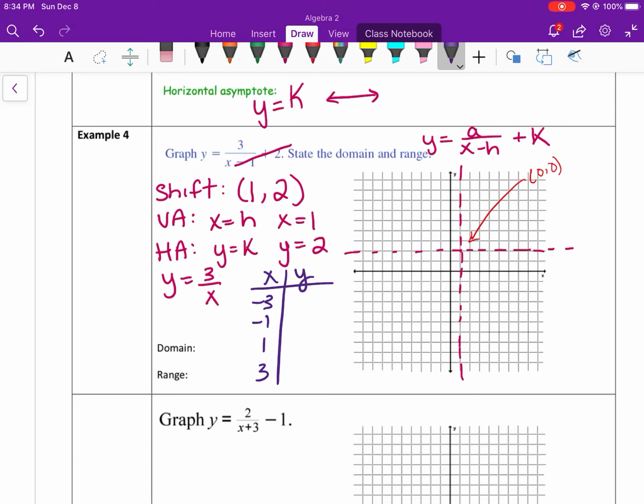So plugging it in, 3 divided by -3 is -1. 3 divided by -1 is -3. 3 divided by 1 is 3. 3 divided by 3 is 1.